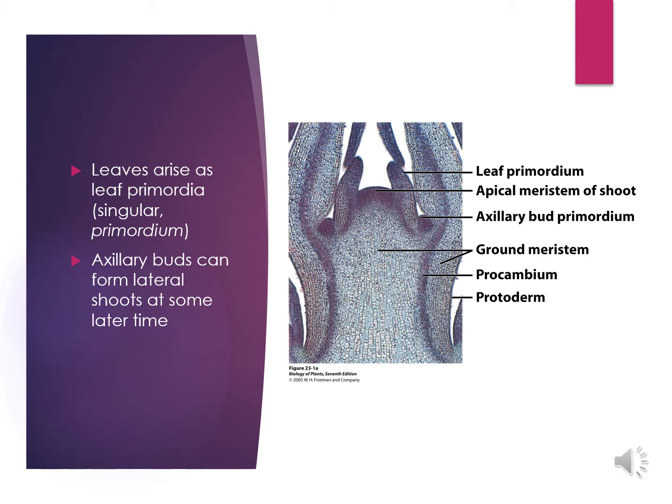This image shows the leaf primordium, which the leaf will arise from, and the apical meristem of the shoot, and the axillary bud primordium, which later will form the lateral shoot of the plant. The ground meristem later will form three types of tissues: the parenchyma, collenchyma, and sclerenchyma tissues. The procambium later will turn into primary xylem and primary phloem, and the protoderm will form into epidermis and periderm.